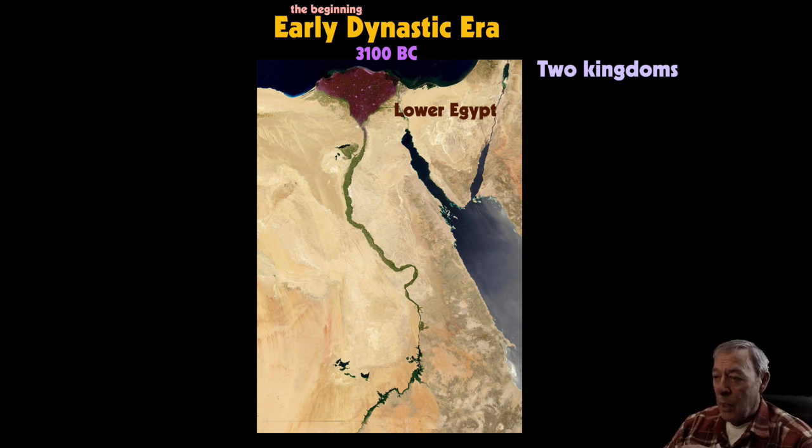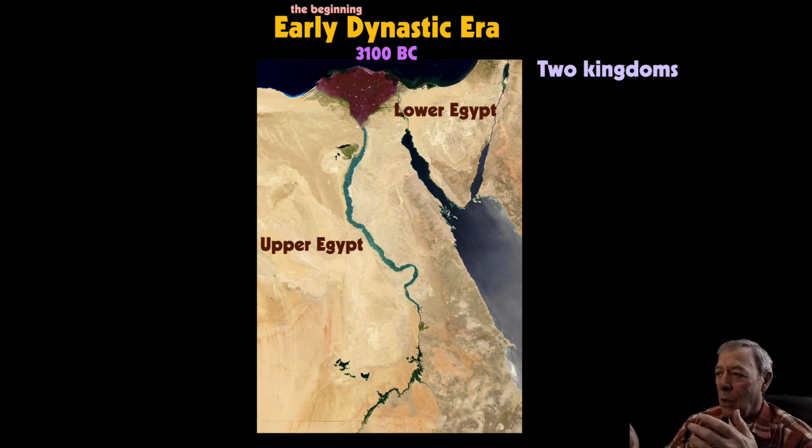You've got Lower Egypt, which consisted primarily of the Delta, okay? Then you had Upper Egypt, which was the rest of Egypt, down south all the way to the so-called cataracts. These are a series of waterfalls that basically separated southern Egypt from Nubia, from the areas to the south.